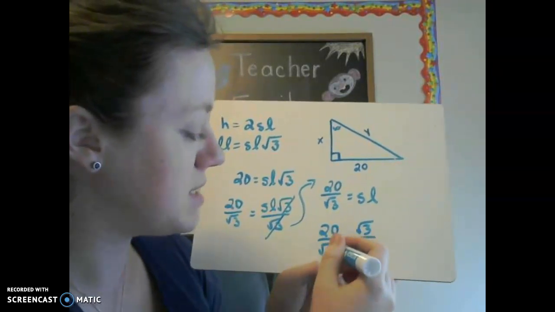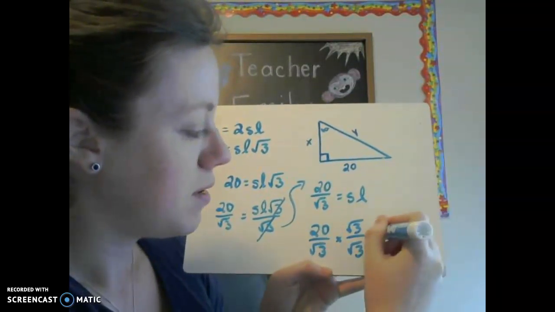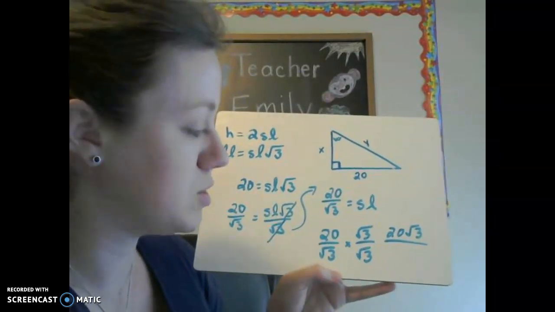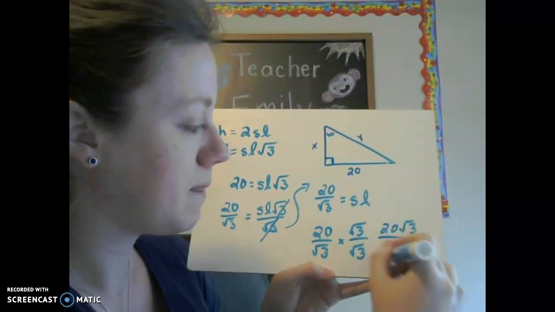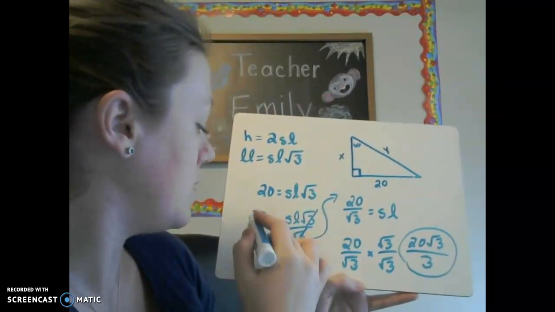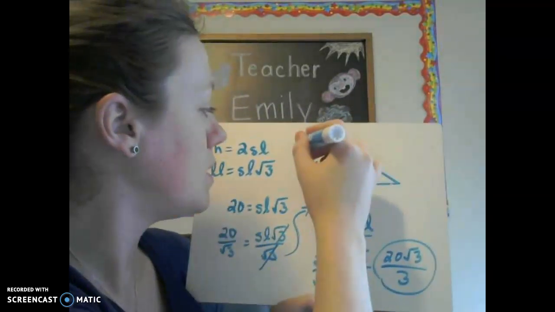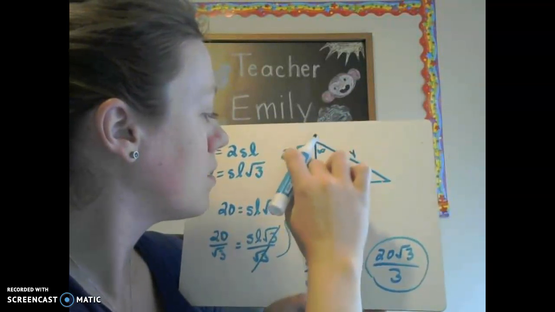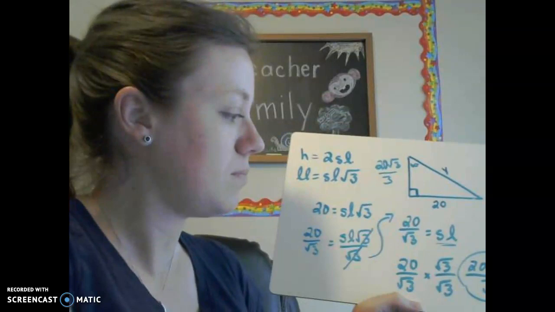So when we do that, we take 20 times the square root of 3, that'll be on the top. And on the bottom, when we take a square root times the square root of the same number, it's just the whole number. So square root of 3 times the square root of 3 is 3. So this is going to be our short leg. So I'm going to put 20 times the square root of 3 over 3. That's x. Okay?